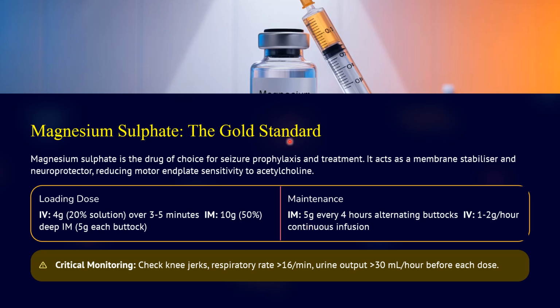When you give magnesium sulfate, you also have to monitor toxicity. First is the knee jerk, which should be present. Respiratory rate should not be less than 16, it should be more than 16, and urine output should be 30 ml per hour. When you give the 4 hourly maintenance dose, you have to first check all these. If all these are present, only then you need to give the maintenance dose. Every 4 hourly when you give it, you have to check these 3 toxicity signs.